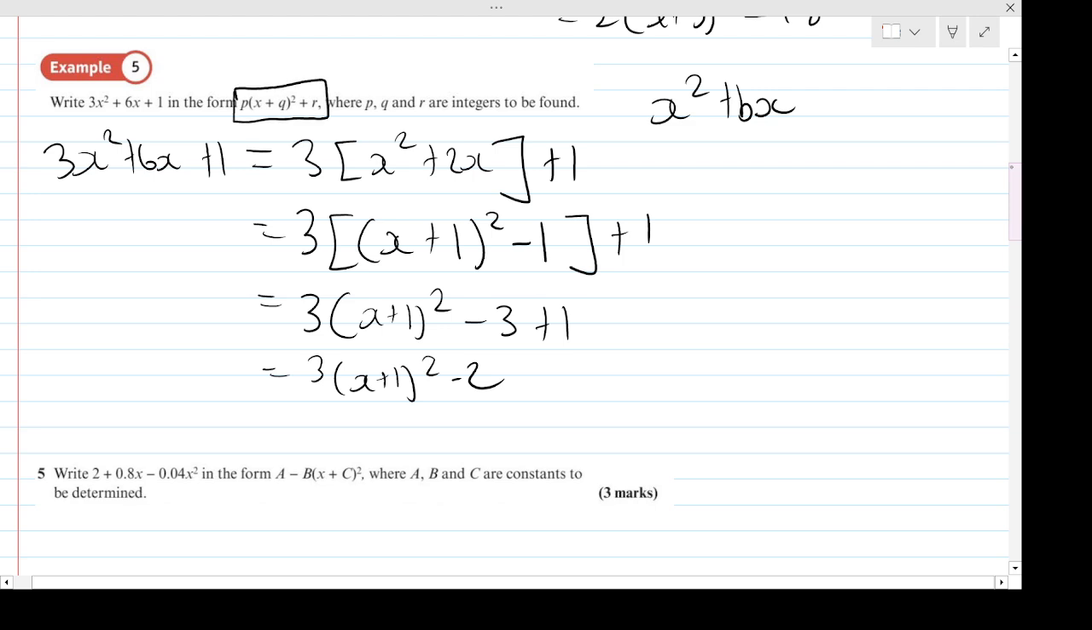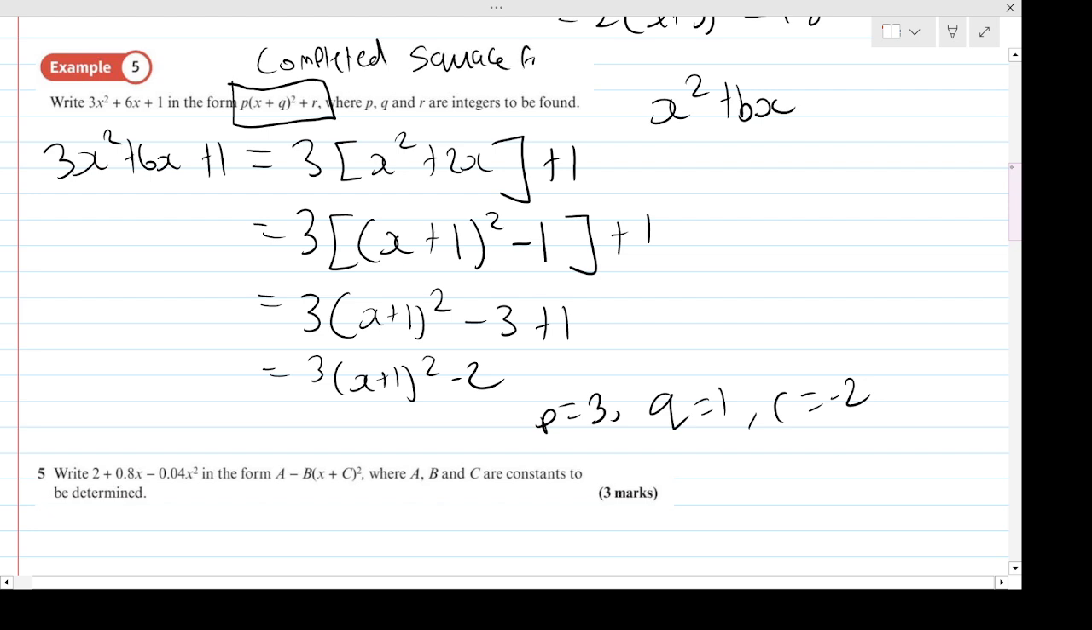So we have a number p, which should be 3 if we compare. So p would be 3 in this case. In x plus q, well, q is clearly 1. And then we have a number r outside the brackets, which will be this minus 2 here. And there we are. We got it in this form here. And again, to reiterate, this particular form is called completed square form, just to echo that.